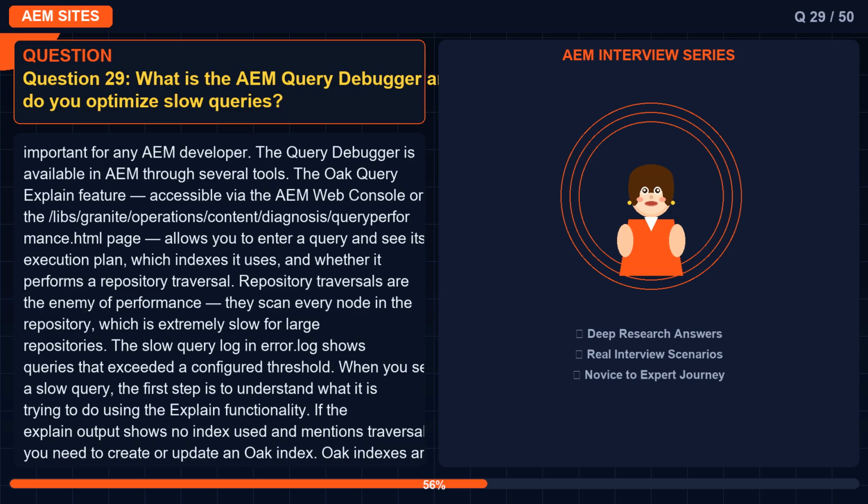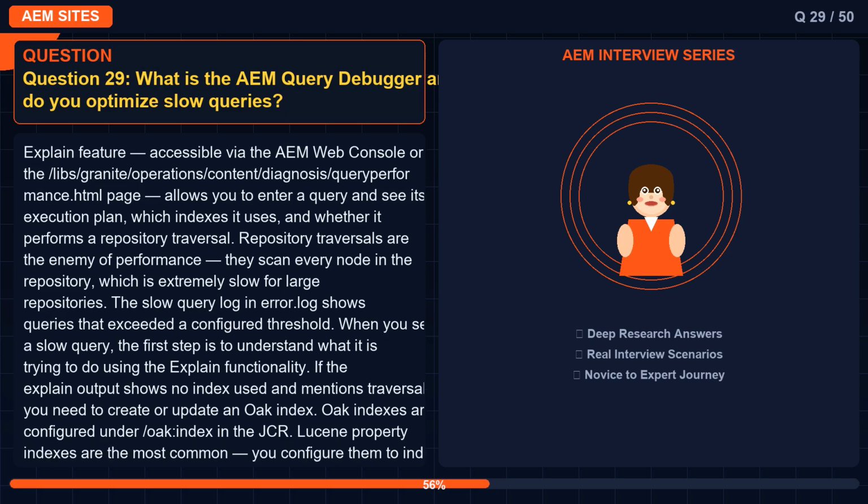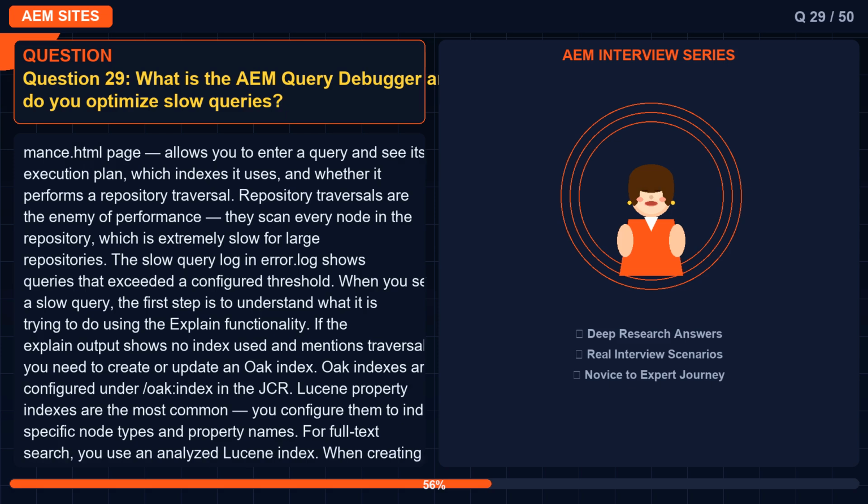The Query Explain feature, accessible via the AEM web console or the /libs/granite/operations/content/diagnosis/queryperformance.html page, allows you to enter a query and see its execution plan, which indexes it uses, and whether it performs a repository traversal. Repository traversals are the enemy of performance. They scan every node in the repository, which is extremely slow for large repositories.